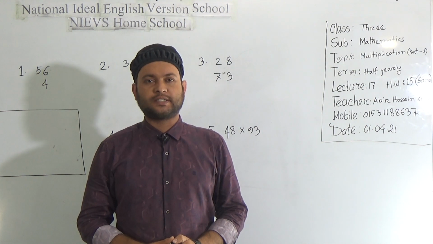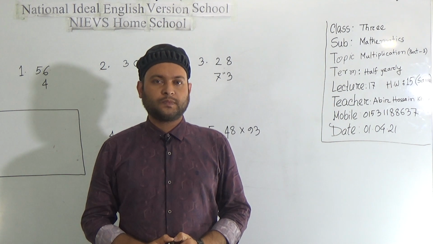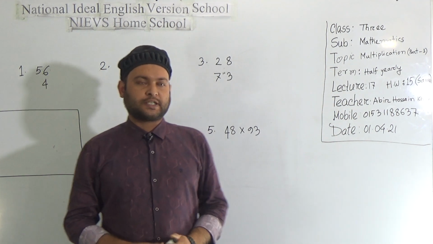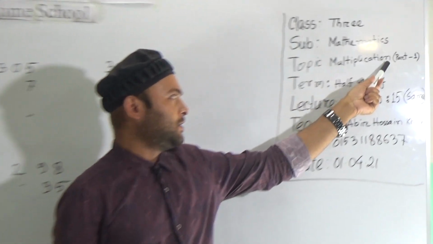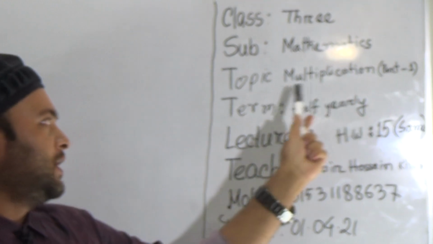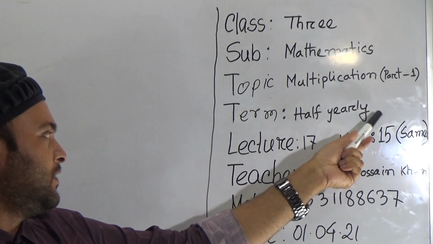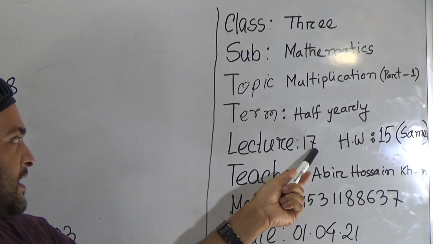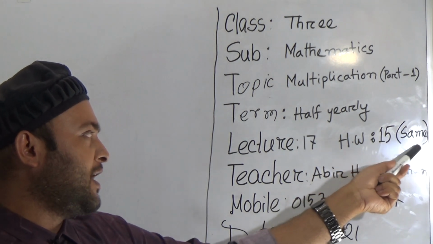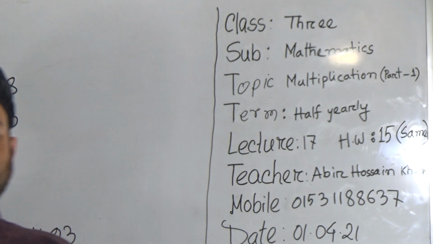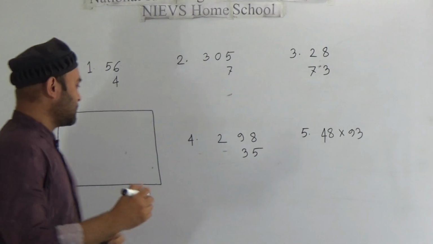This is Abid Hossain Khan, Assistant Teacher in Mathematics at Day Shift of National Ideal English Version School. Today I am going to take a mathematics class for class 3. Our topic is multiplication part 1, which is included in the half yearly syllabus. Today's lecture is 17 and homework is 15, and the homework is the same as this class. Now, my dear students, let's start our class.